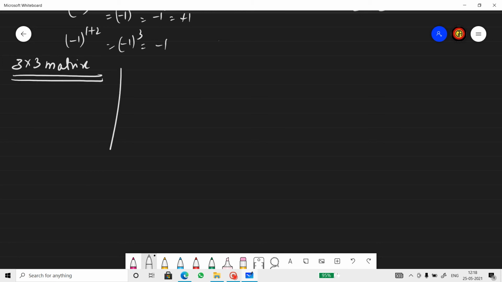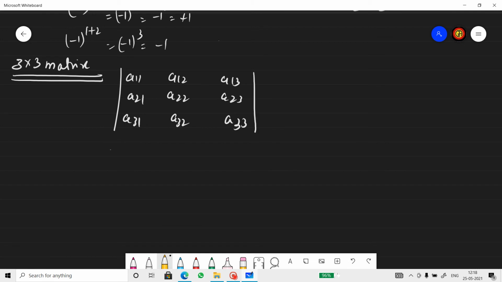Now what is a 3 by 3? A11, A12, A13, A21, A22, A23, A31, A32 and A33. What is the sign we put on the top? Plus, minus, plus. Okay, if you are expanding the first row, it is plus, minus, plus.